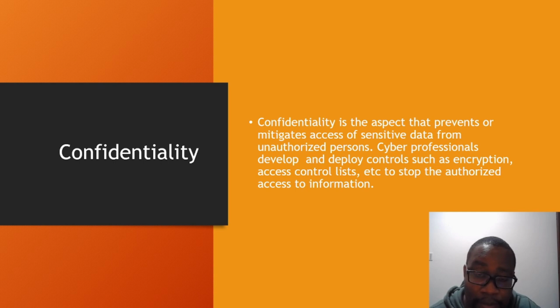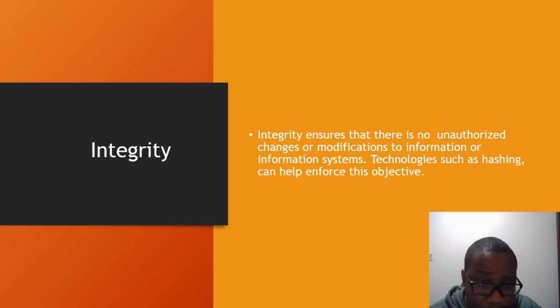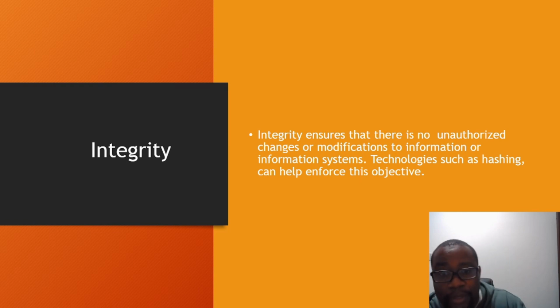And that's one of the triad. Now we're going to go into integrity. Integrity ensures that there are no unauthorized changes or modifications to information or information systems. Technologies such as hashing can help enforce this objective.